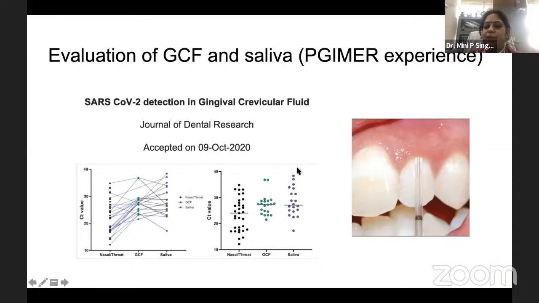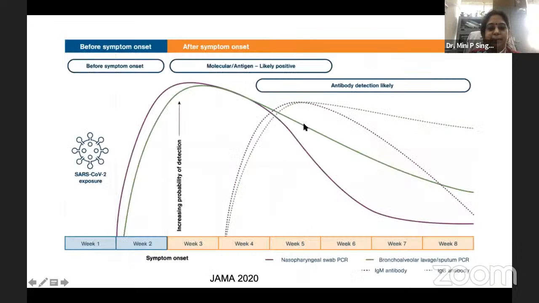And this is important because in a community setting where you will not like to draw nasopharyngeal swabs, these saliva samples can be collected with relative ease. And this is again to highlight that the timing of collection in relation to the symptoms is very, very important. So the peak time is around the end of 2 weeks when you can expect an antigen test or a molecular RT-PCR to be positive, but the antibody detection takes usually 3 to 4 weeks to develop.